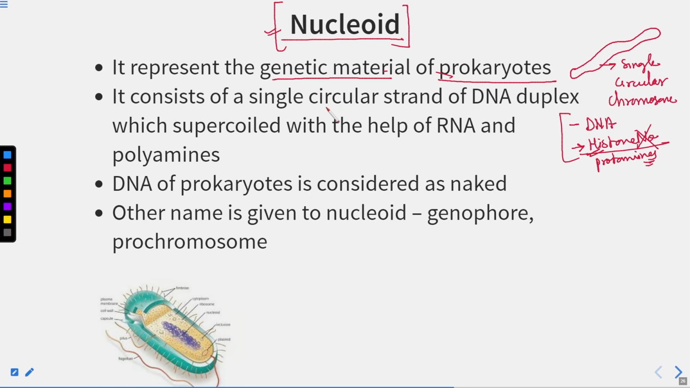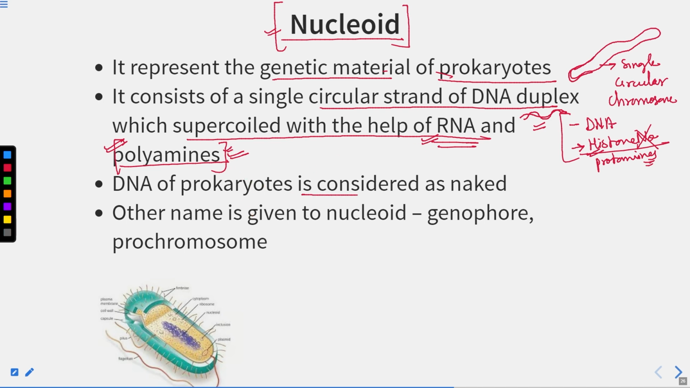It consists of a single circular strand of DNA duplex which is supercoiled with the help of RNA and polyamines. So these are the polyamines. This is very important. Instead of histone, they have polyamines and RNA structure. So this single circular chromosome structure is made up of DNA duplex, means double helical structure, as we can see here. Double helical structure is there, RNA is there, and polyamines are there.